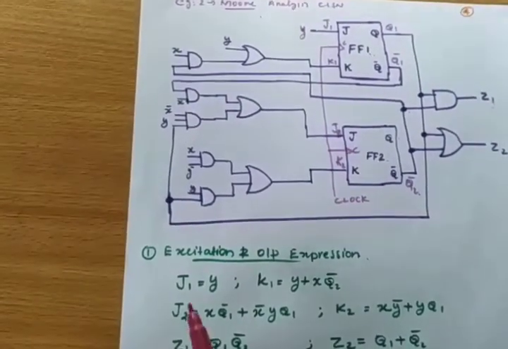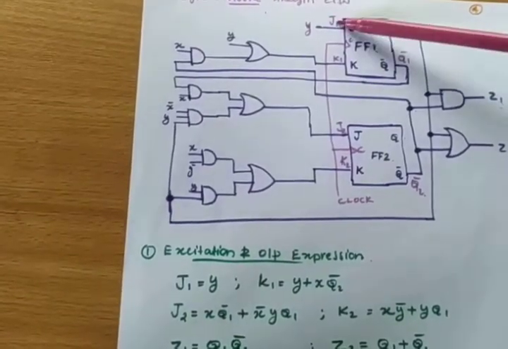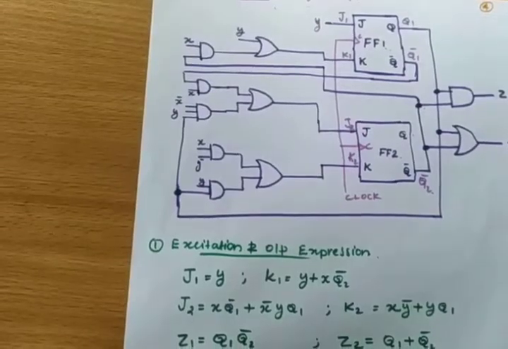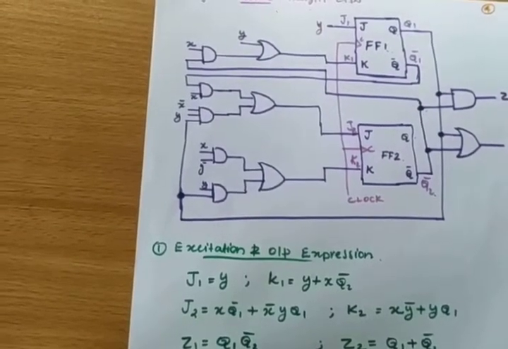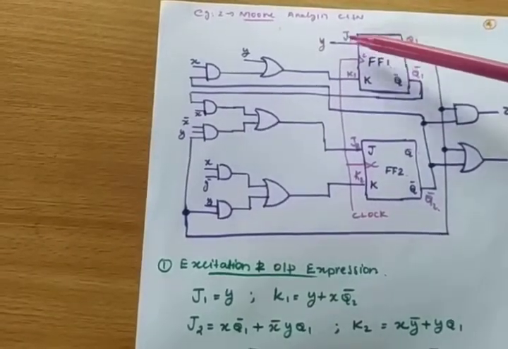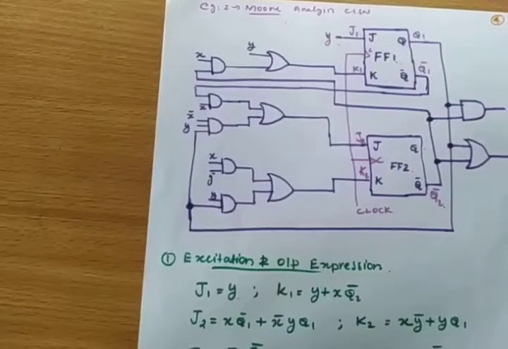First we need to find the excitations. The excitations here are J1, K1, J2, K2, and the outputs are Z1 and Z2. So first, what is J1? Look at the diagram. J1 is nothing but Y. So I write J1 is equal to Y.